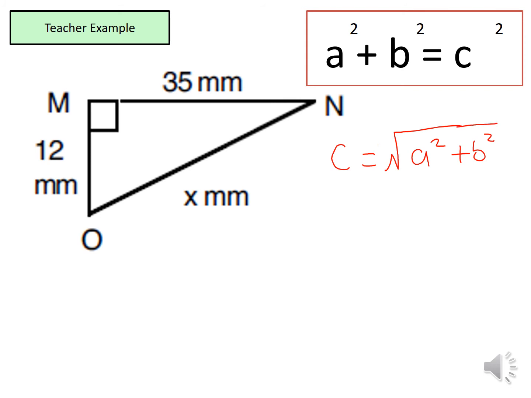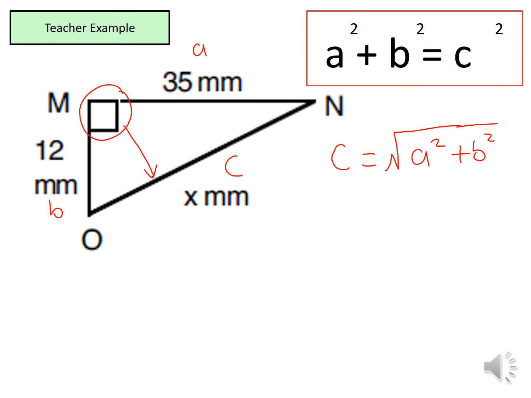The first thing we need to do is find out which one is my hypotenuse. We identify the right angle. Opposite that is my hypotenuse. I'm going to label it C, and now my other two lengths are therefore my short sides. It doesn't matter which way you put it, but in this case I'm going to label 35 millimeters as A and 12 millimeters as B.